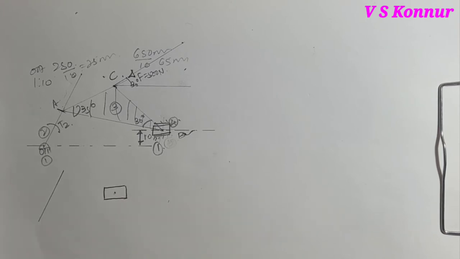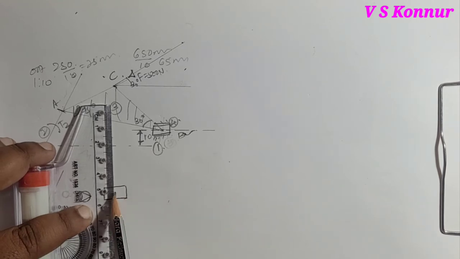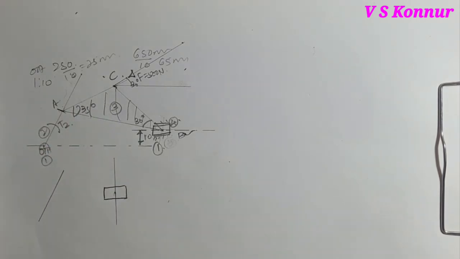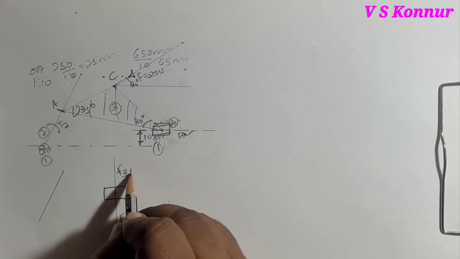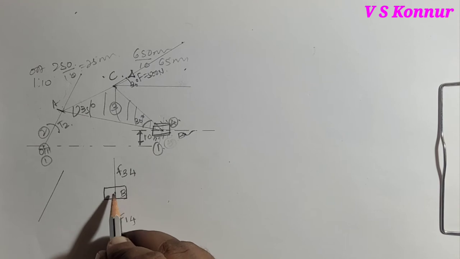Because it is a two force member, one force acting is at the contact, another force acting perpendicular. Because of two force member, one force acting is F14, another force acting is F34. So F14 and F34 are equal and opposite at this point. This is the B and fourth link.